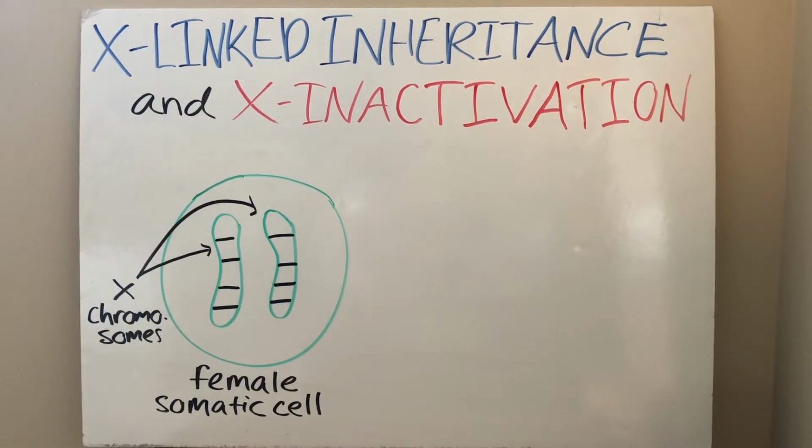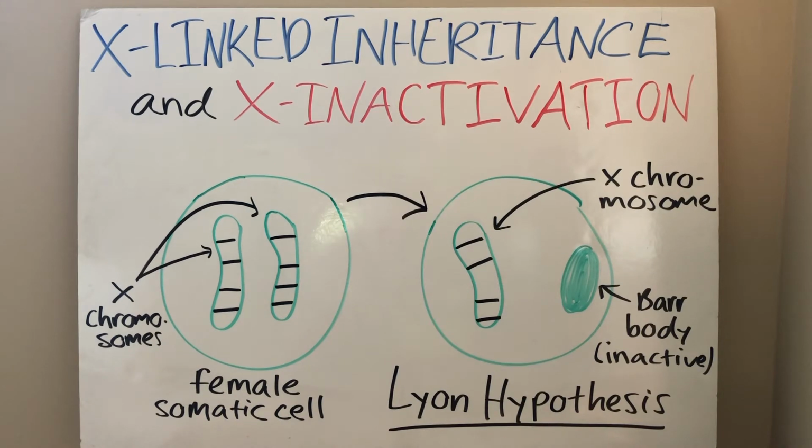Since females have two X chromosomes and males only have one, X-linked inheritance seems like it would cause females to express X-linked traits disproportionately to males. However, X-inactivation allows females to express sex-linked traits at approximately the same frequency as males. X-inactivation is the random compaction of one of the X chromosomes.